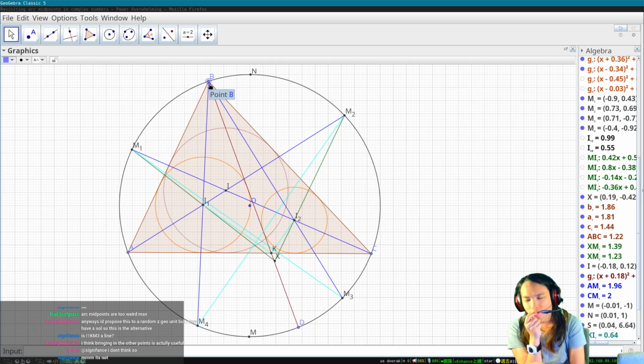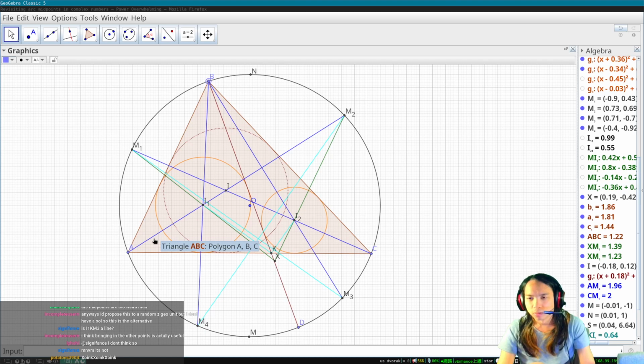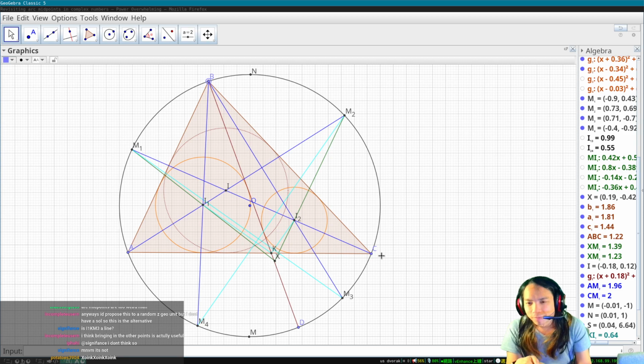What the heck? Is this going to be some Pascal or something like that? If I do like... Okay, 1, 2, 3... So blue, cyan, blue... Wait, how does this work? Oh my god.